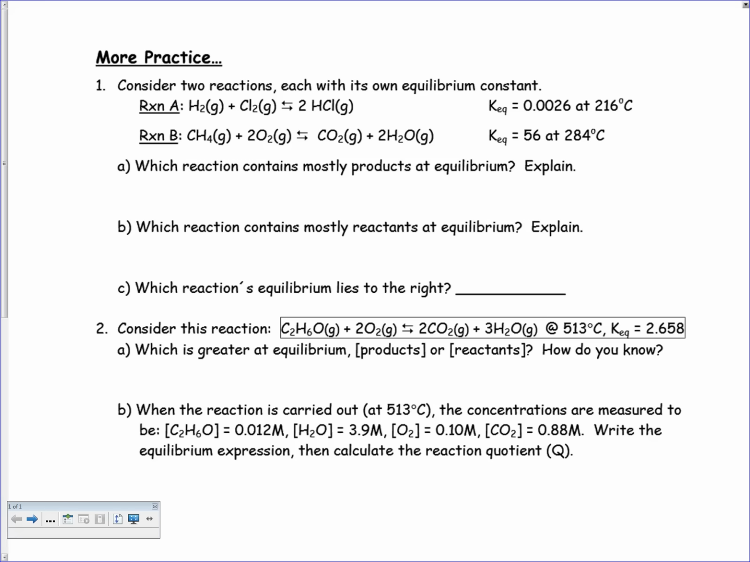Mostly products means that it's product favored. The way that relates to Keq is that if it's got a Keq of more than one, it's going to be product favored. So this is reaction B. Which means also here, because Keq, as we said, is greater than 1, it's product favored. So Keq greater than 1, and this is product favored.